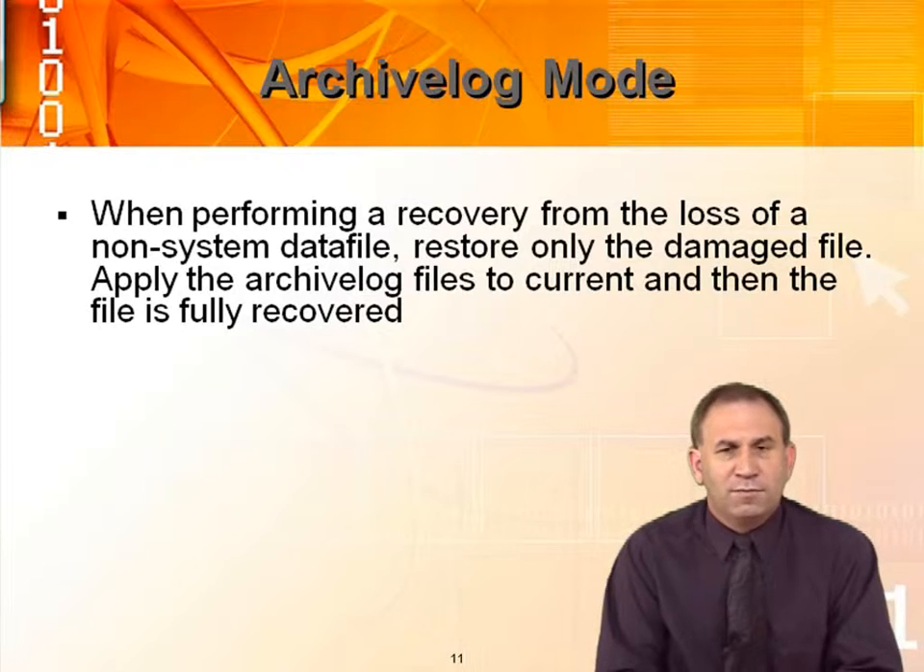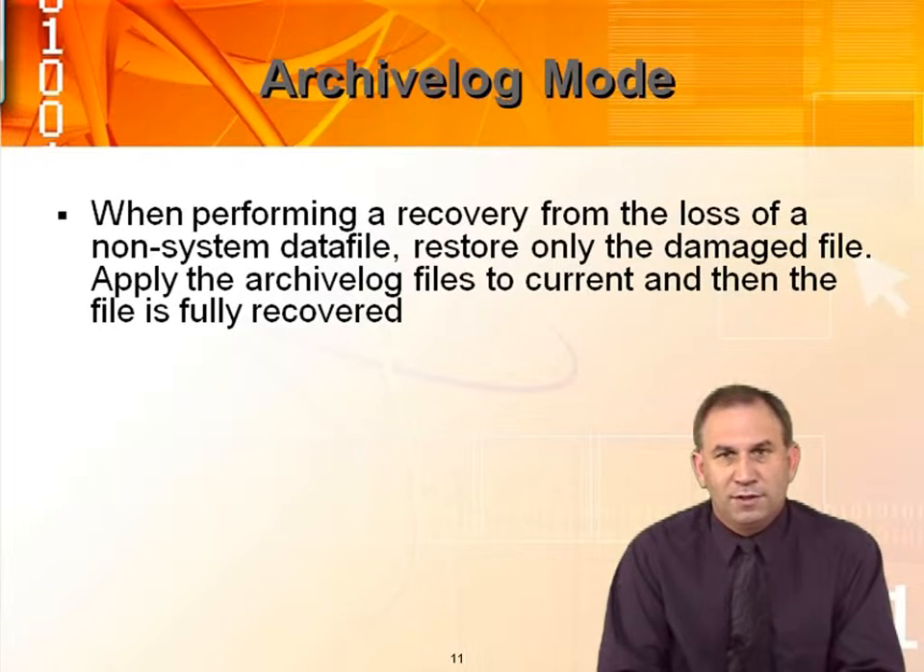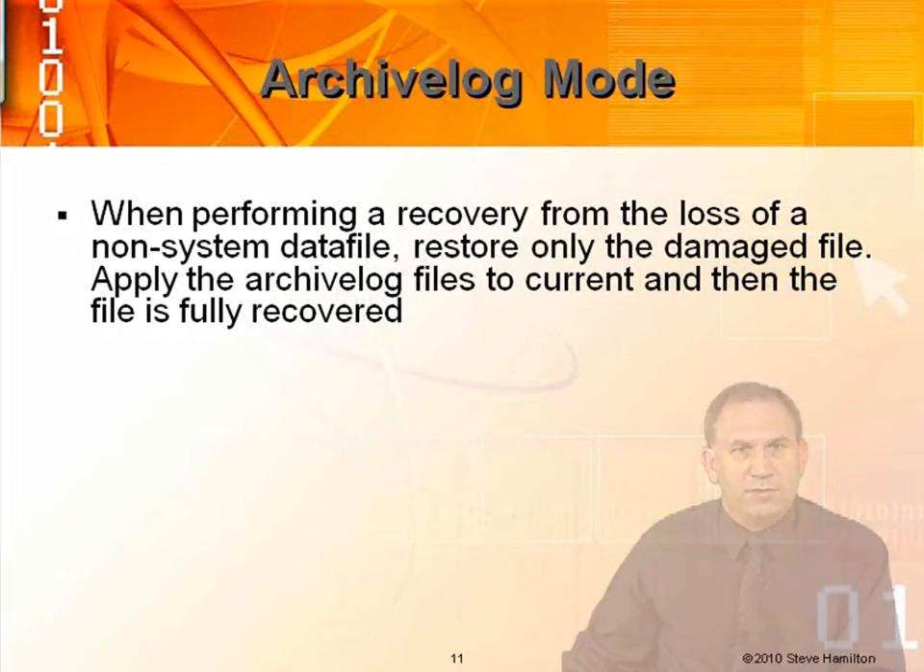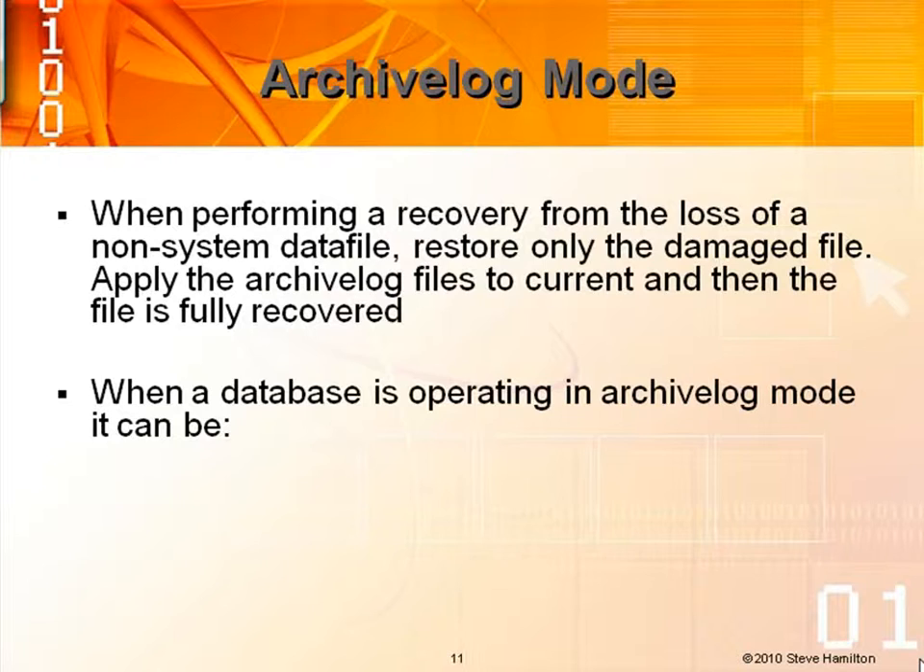Now, because we've placed our database in archive log mode, this means that we can back up the database hot and we can recover the database hot. If we lose any type of data file, with the exception of a system data file or the undo data file, all we have to do is restore the damaged file and apply the archive log files to current, and then the file is fully recovered. We can do this while the database is totally up and running. All we have to do is take the file offline, restore the file, and then recover the file.